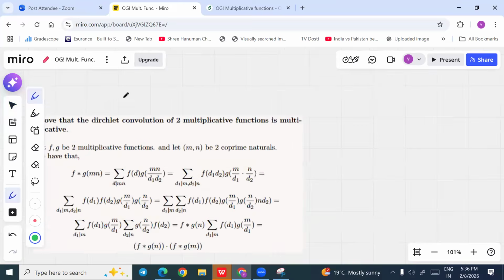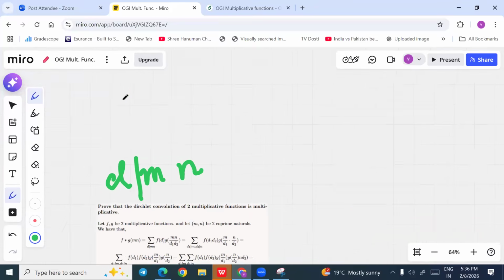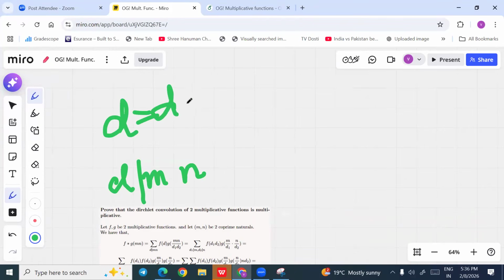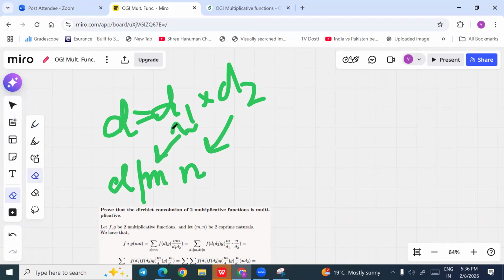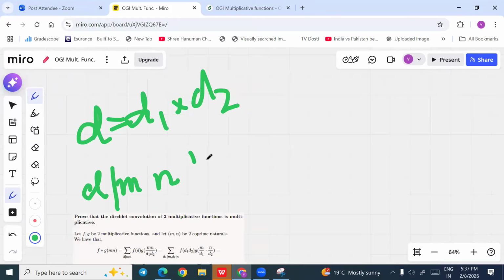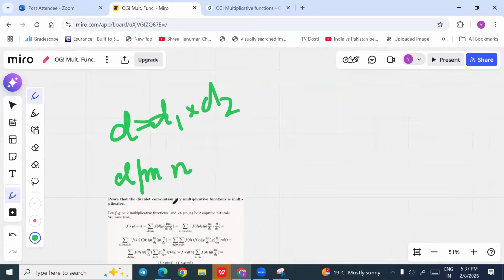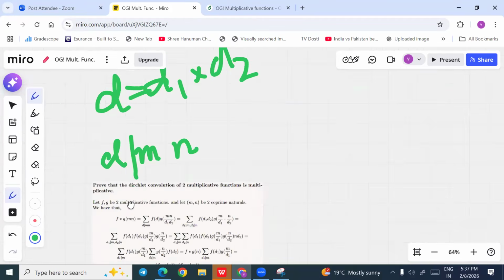The major idea is that if you have two coprime numbers m and n, and a divisor d that divides mn, then d can be uniquely expressed as a product d1 times d2, such that d1 divides m and d2 divides n. These d1, d2 are unique and they exist. This is basically a bijective map. You are assuming m and n are coprime, right? Yes, m and n are coprime, definitely, because that's the multiplicative condition.